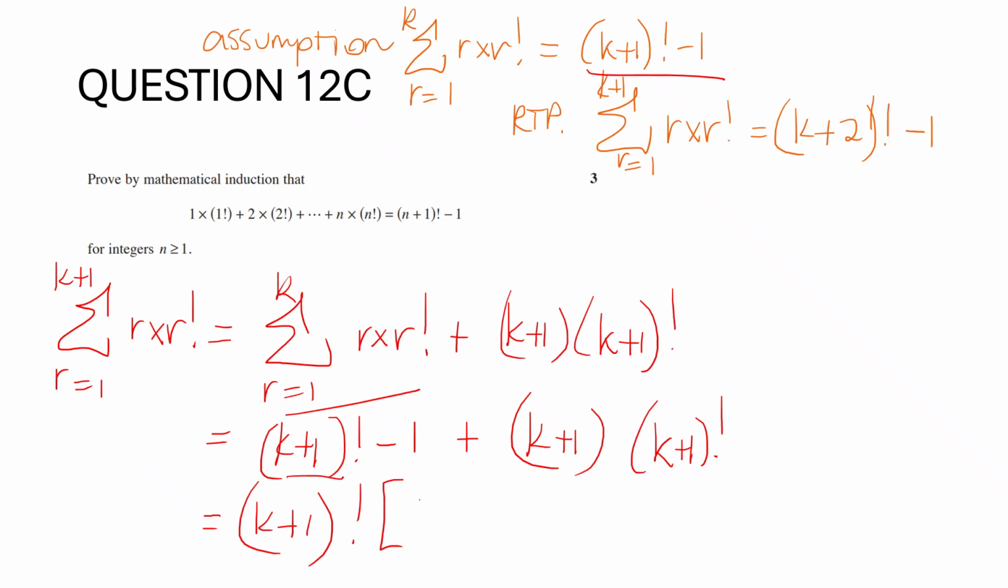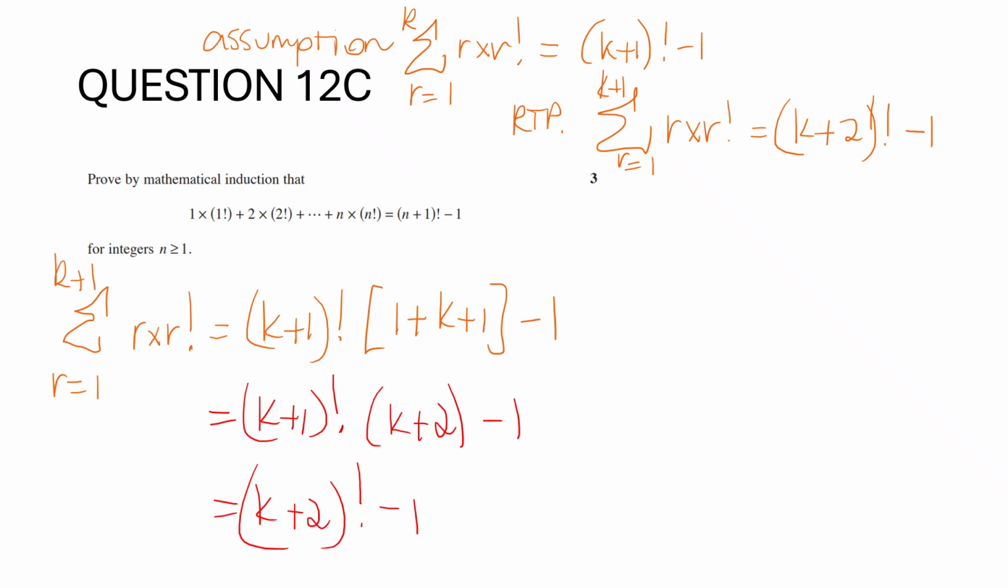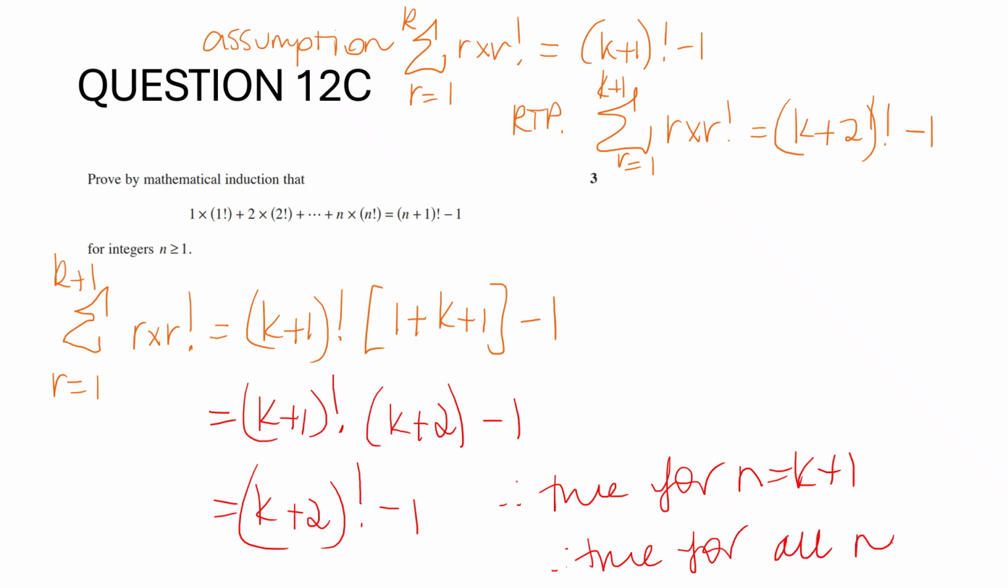So that's 1 plus k plus 1, and I'm just going to put this minus 1 at the end. And tidying that up, we have k plus 1 factorial multiplied by k plus 2, take away 1, which of course is k plus 2 factorial, take away 1 as required. Therefore, true for n is equal to k plus 1. By the principle of mathematical induction, true for all n.